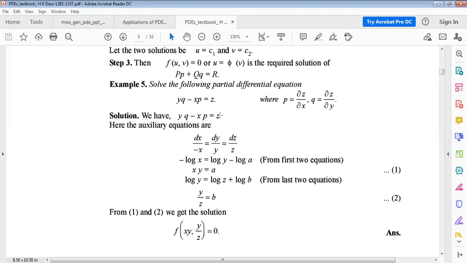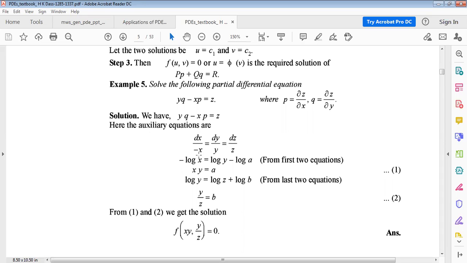yq minus xp equals z. This is the given partial differential equation. So the auxiliary equation can be written as dx divided by minus x, the p coefficient, and dy divided by the q coefficient, and dz divided by the right hand side. Understand? Everybody understand? dx divided by the p coefficient, which is minus x, and dy divided by the q coefficient, and dz divided by the r coefficient.